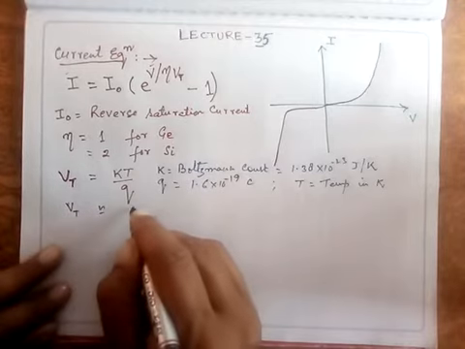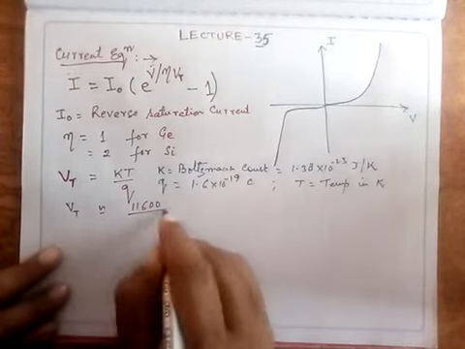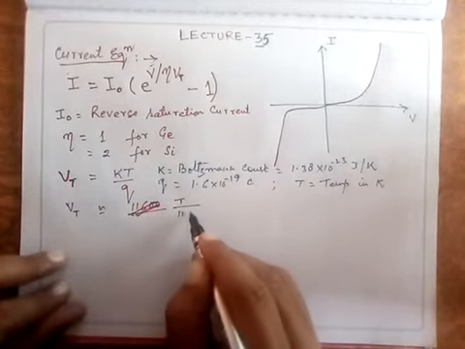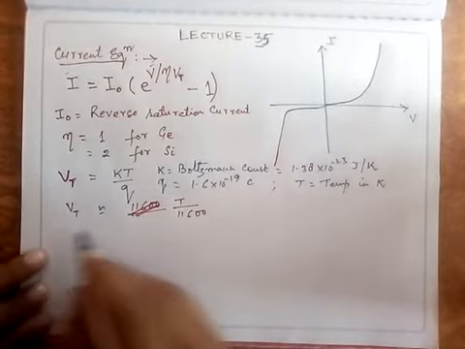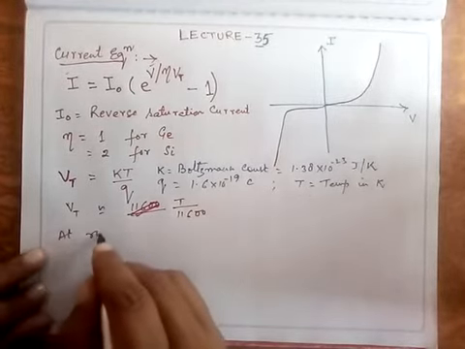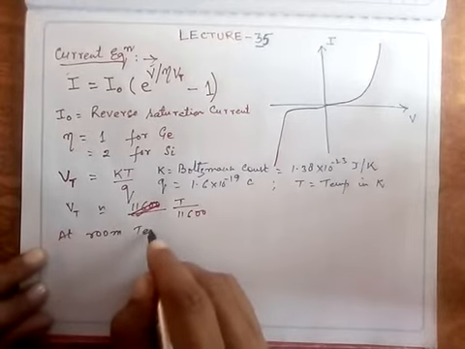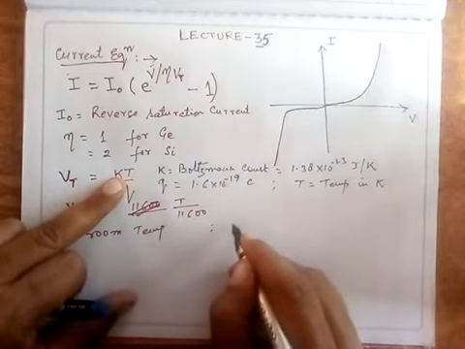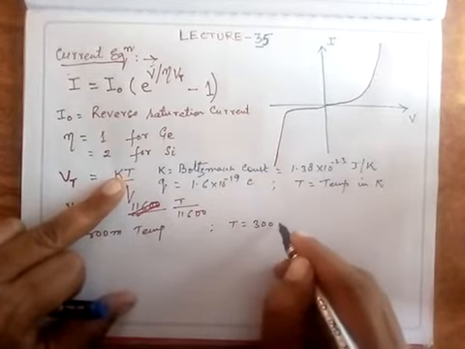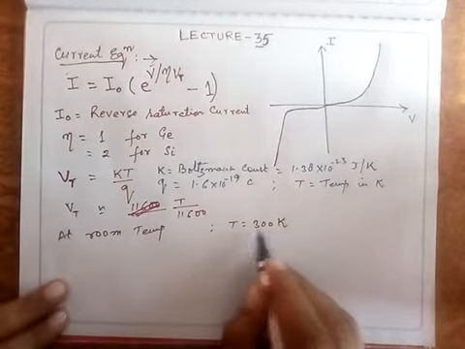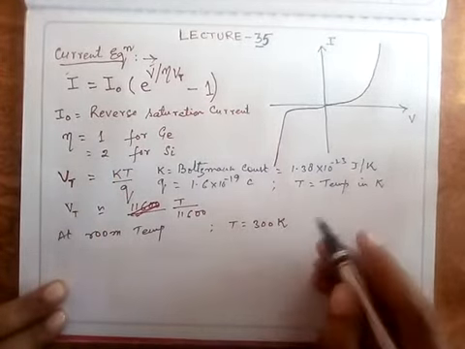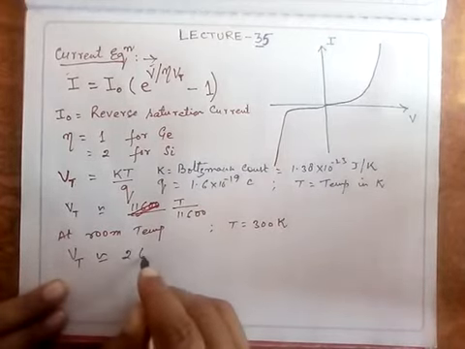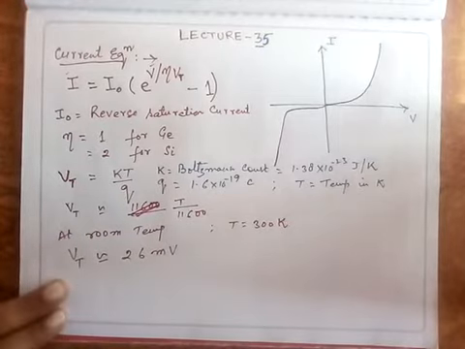If I substitute the values of k and q here, I can say that this Vt is approximately equal to T upon 11,600. At room temperature, that is, if I substitute T equal to 300 Kelvin, that is 27 degrees centigrade, 27 plus 273 gives 300 Kelvin, this Vt is approximately equal to 26 millivolt.